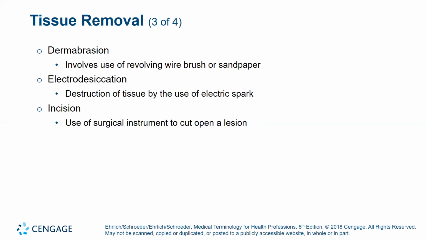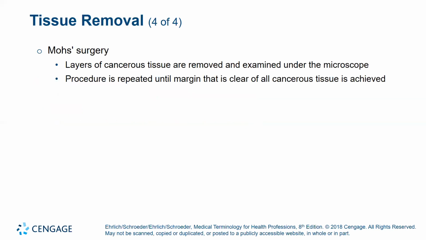Electrodesiccation, destruction of tissue by the use of electrical spark. And then we have incision. This is just use of a surgical instrument to cut open that lesion. They also have Mohs surgery, and what this is, a procedure repeated until a margin that is clear of all cancerous tissue is achieved. So there are layers of cancerous tissue that are removed. They examine them underneath a microscope, so it's called Mohs surgery.